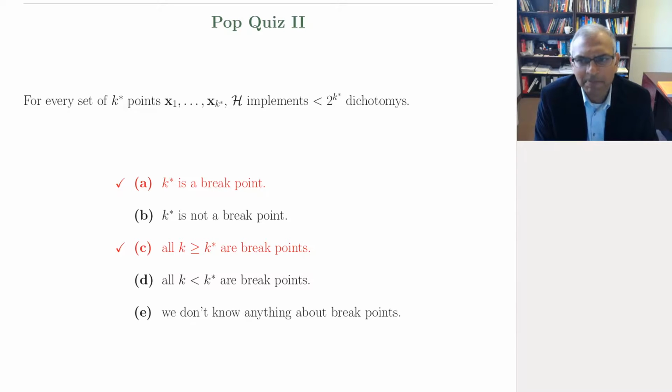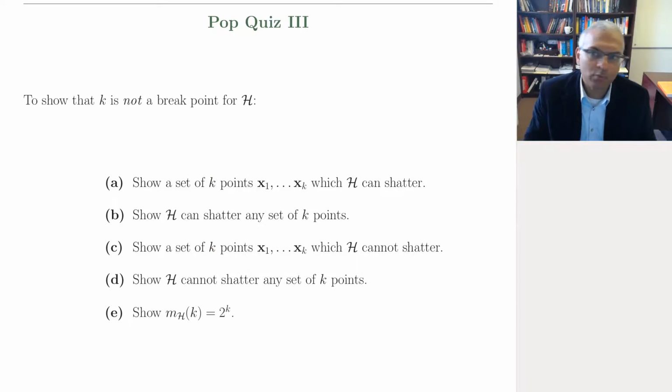You have an even deeper understanding of breakpoints. And if you said A and C, then you got it perfect, because both A and C are correct. You know that k-star is a breakpoint. You also know that everything larger than k-star is a breakpoint. Pop quiz number 3.